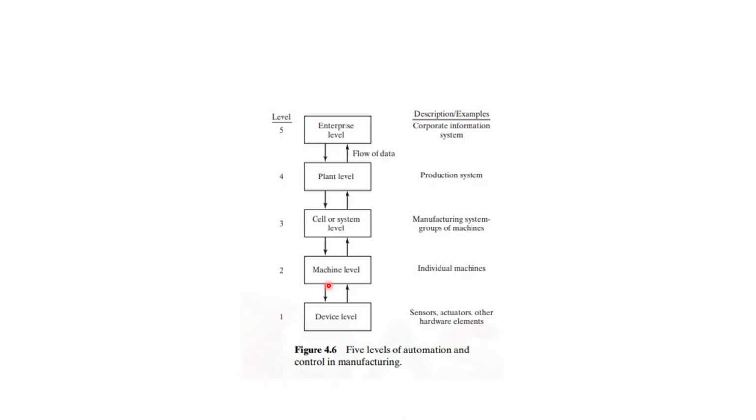And the one which is going to ensure the production system is the plant level. Plant level is nothing but converting a raw material into a finished product. That is called plant level. And finally we end up with the enterprise level, which is nothing but the corporate information systems. So these are the 5 levels of automation in the industries.